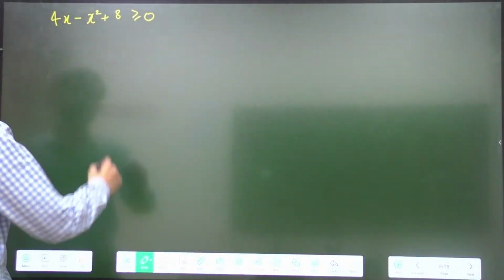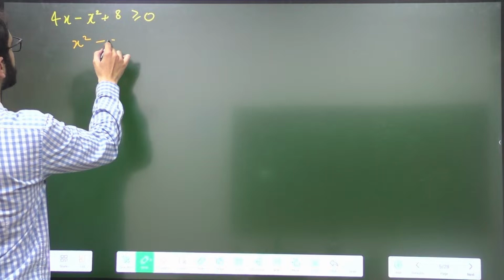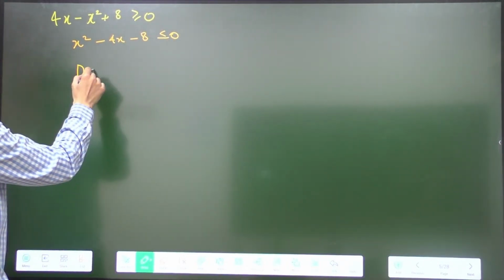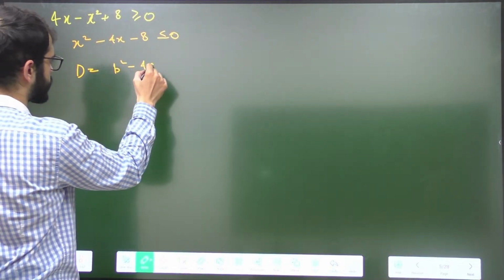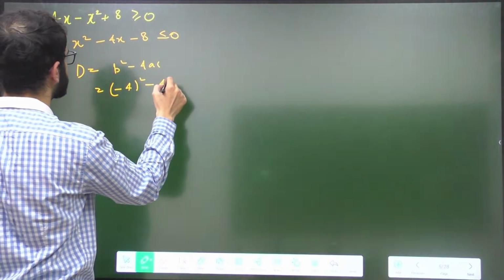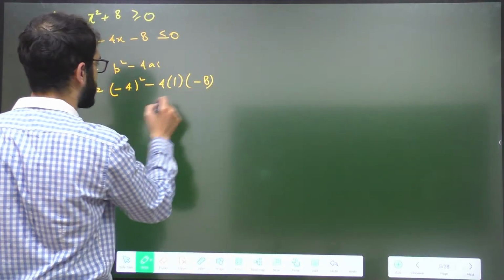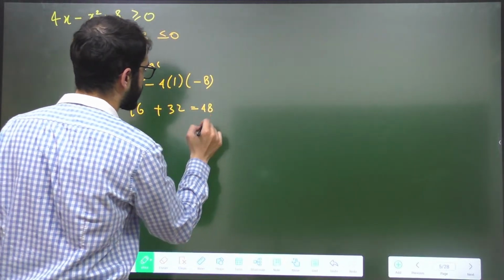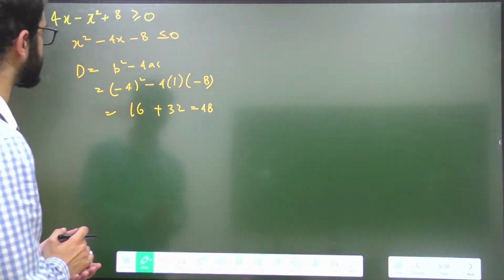Okay, now I have another expression which says x square minus 4x minus 8 less than or equal to 0. Let's observe the discriminant. That is going to be b square minus 4ac. If I substitute it, I'll get minus 4 the whole square minus 4 into a into c, that is minus 8. This is 16 plus 32. That is going to be 48. That means I can solve this to get two roots of the expression.